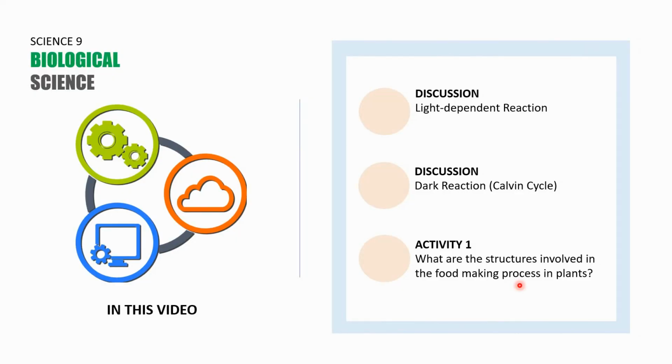So we will be giving you the answers for the questions na lang in our next video lesson. Pero one thing is for sure, we were done in this video discussing light-dependent reaction. We're also done discussing the dark reaction or Calvin cycle, which is also termed as light-independent reaction. And we're also through doing activity number 1, what are the structures involved in the food-making process in plants? We are not going to answer the questions muna for activity 1 kasi baka magkaroon ka ng information overload. So just stay tuned and watch the next video related to this activity.